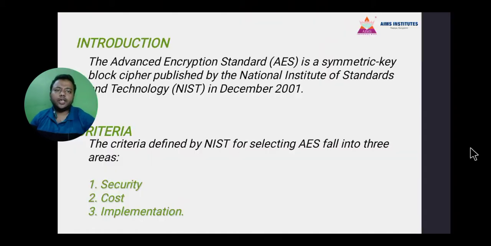AES basically started after DES, when DES started falling off. So AES was introduced by NIST, the National Institute of Standards and Technology, in December 2001. AES is a symmetric key block cipher published by NIST. What was the criteria for why we required it? Because of three reasons where DES falls short: security, cost, and implementation.